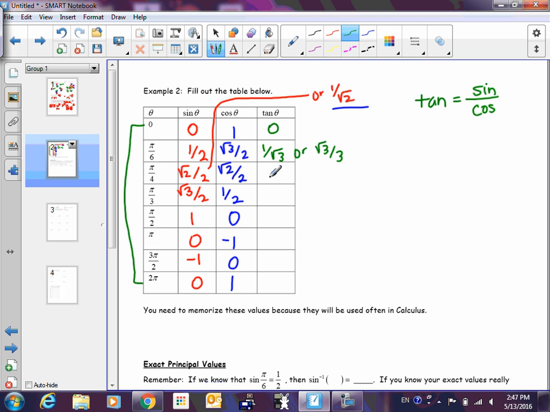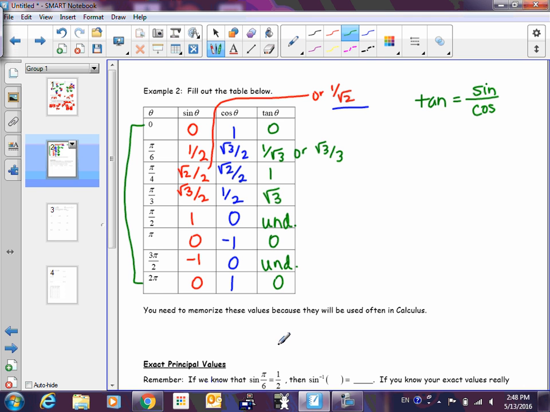What do you think about the next one? What's root 2 over 2 divided by the exact same thing? Anything divided by itself is 1. The next one's just going to be root 3. Root 3 divided by 1. What about this next one? 1 divided by 0. If you get anything out of this class, this is maybe the biggest thing. What is something divided by 0? Undefined. But when you do 0 divided by a number, that is 0. So what should go in the next blank? Undefined, and then 0 again.